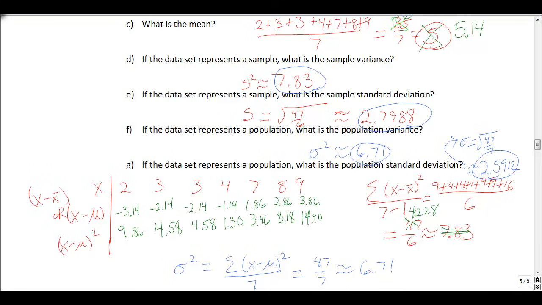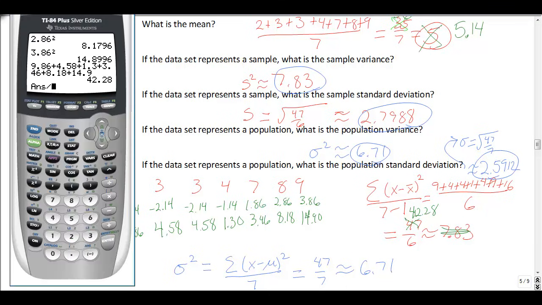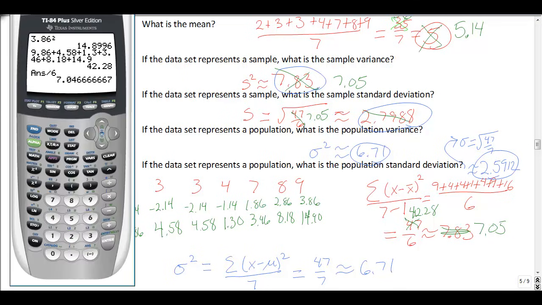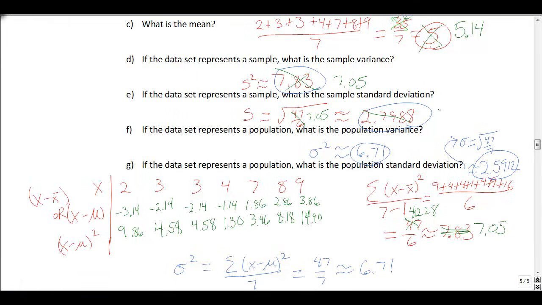And that means that I'm going to divide that by 6. Gives me a 7.05 for my sample variance. So this 7.83 is 7.05. And then this is going to be square root 7.05 for the sample standard deviation. And now I could do just second square root, which gives me 2.65. I'll put this here, just the 2 digits.